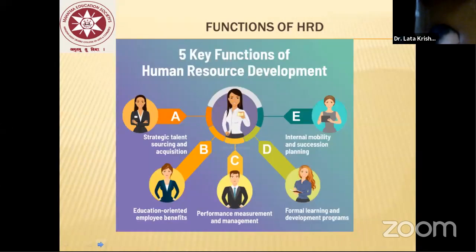We will quickly study the functions of human resource development. We see 5 key functions of human resource development. First one, when an employee joins a business organization, he goes through the process of recruitment and selection. And when that is happening, what is HRD actually doing? They're doing it strategically. You see point A here, strategic talent sourcing and acquisition.